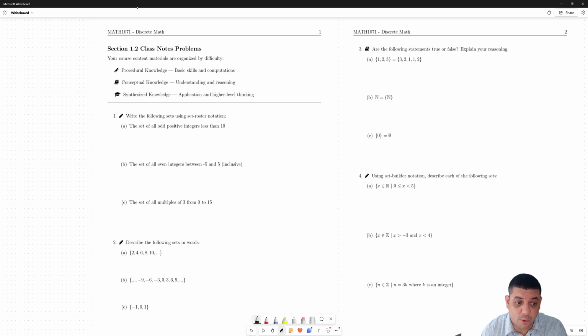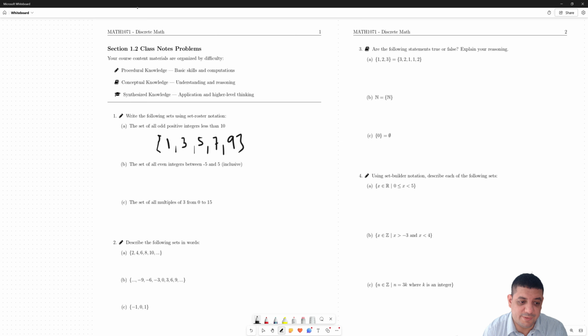We have the set of all the odd positive numbers less than 10, and so we're looking for the numbers that are less than 10, so up to 9. Positive integers, so starting from 1, and that are odd. So that's going to have 1, 3, 5, 7, and finally 9. This 7 came out weird.